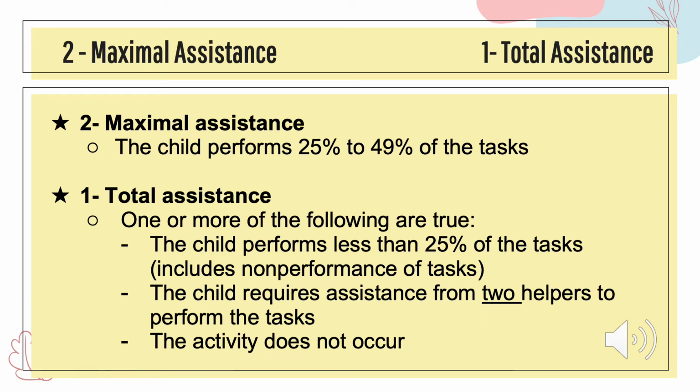Levels 2 and 1 are considered complete dependence levels. So for level 2, which is maximal assistance, the child can only perform 25% to 49% of the task. And level 1, which is the lowest level in the WeeFIM scoring, is total assistance. This is when one or more of the following listed bullets are true. The child can only perform less than 25% of the task, and they require assistance from 2 helpers to perform the task, or the activity doesn't occur at all.